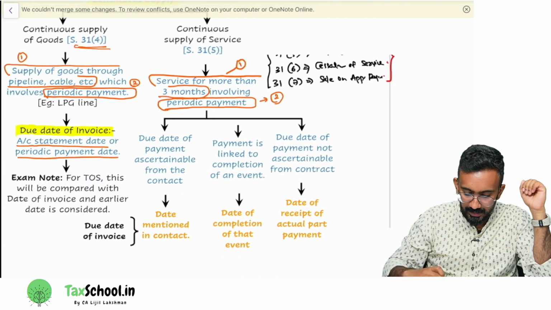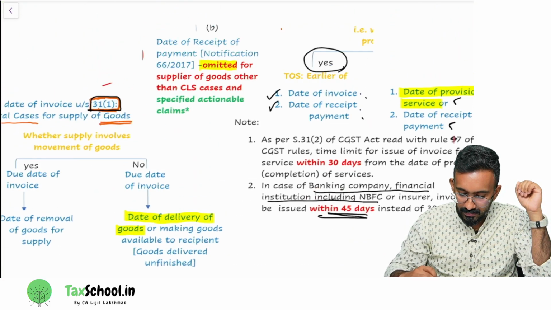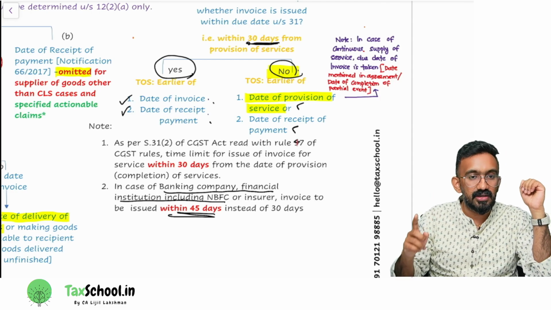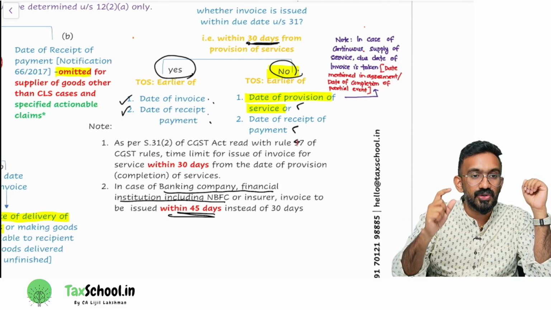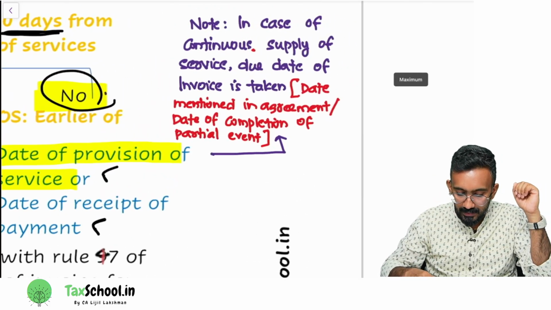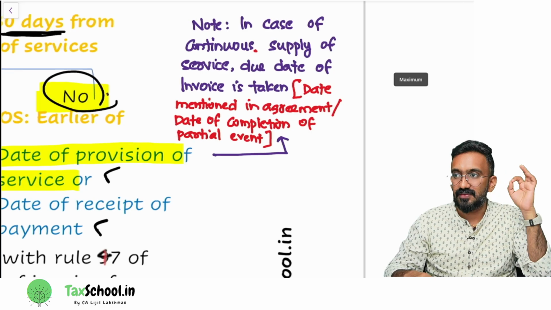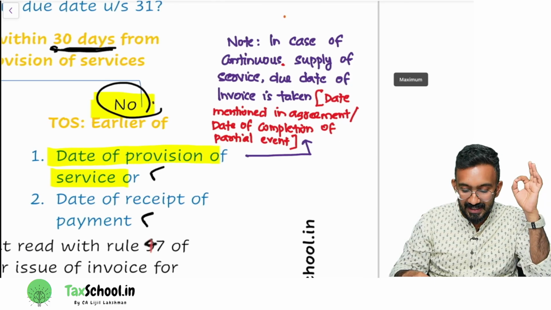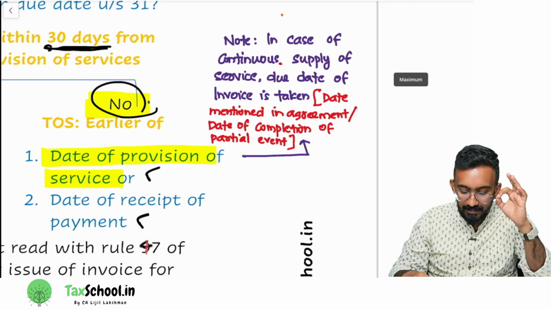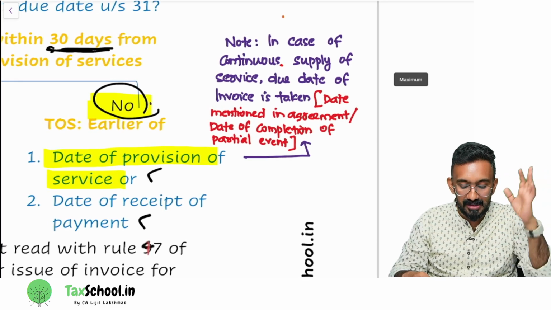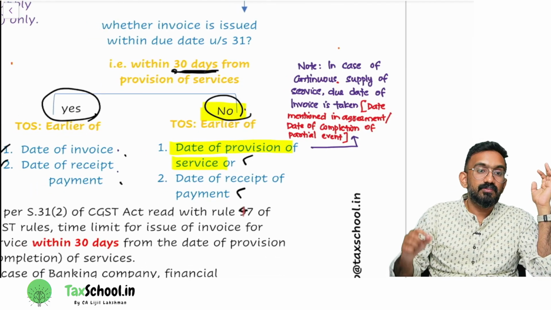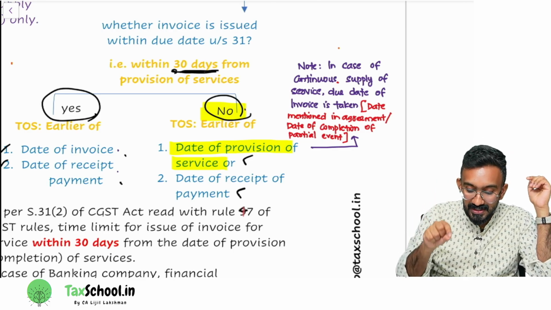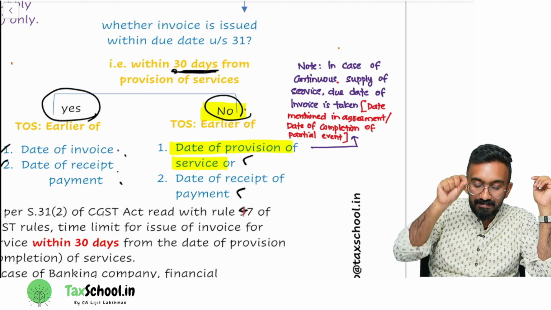Let's go back to the time of supply provision. I have to ask the question whether invoice is issued within 30 days. Here, if it's a continuous supply, will I ask whether invoice is issued within 30 days? No. In case of continuous supply of service, due date of invoice is taken not as 30 days from the date of completion. It is taken as date mentioned in the agreement, or date of completion of a partial event, or date of receipt of partial payment. I have to ask the question, did you issue the invoice within the date mentioned in the contract, or did you issue the invoices before the due date of completion of a partial event?